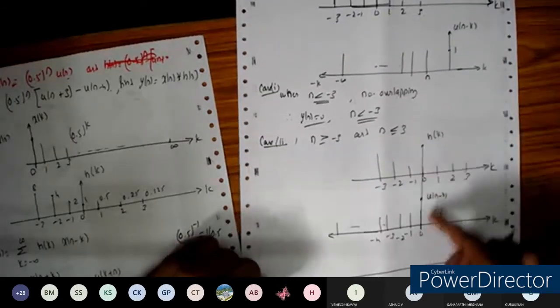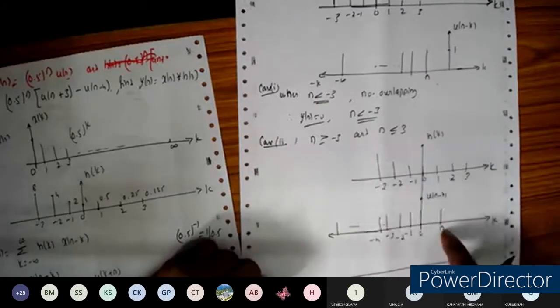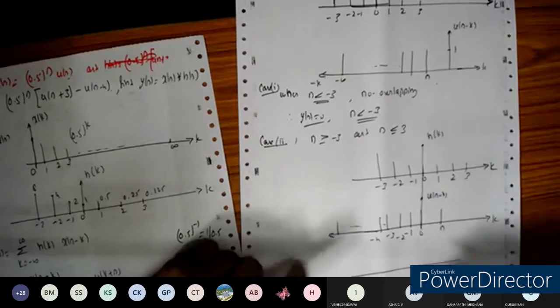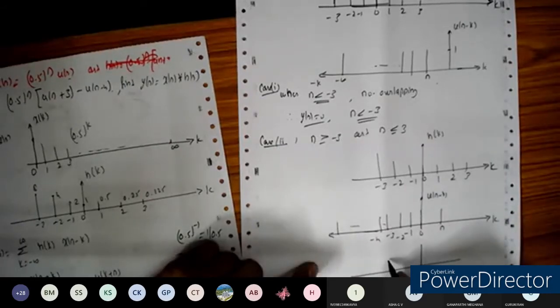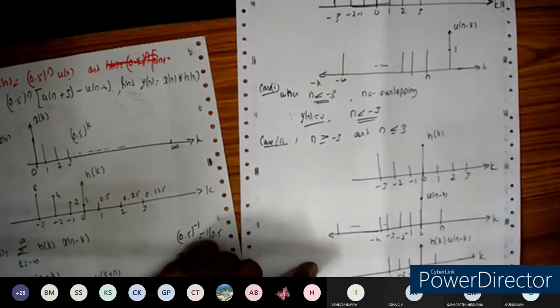Now when you take the product, the product is going to be nonzero from minus 3 up to n. So minus 3, minus 2, minus 1, 0, up to n, the product is going to take place here. This is the product of h of k into u of n minus k.